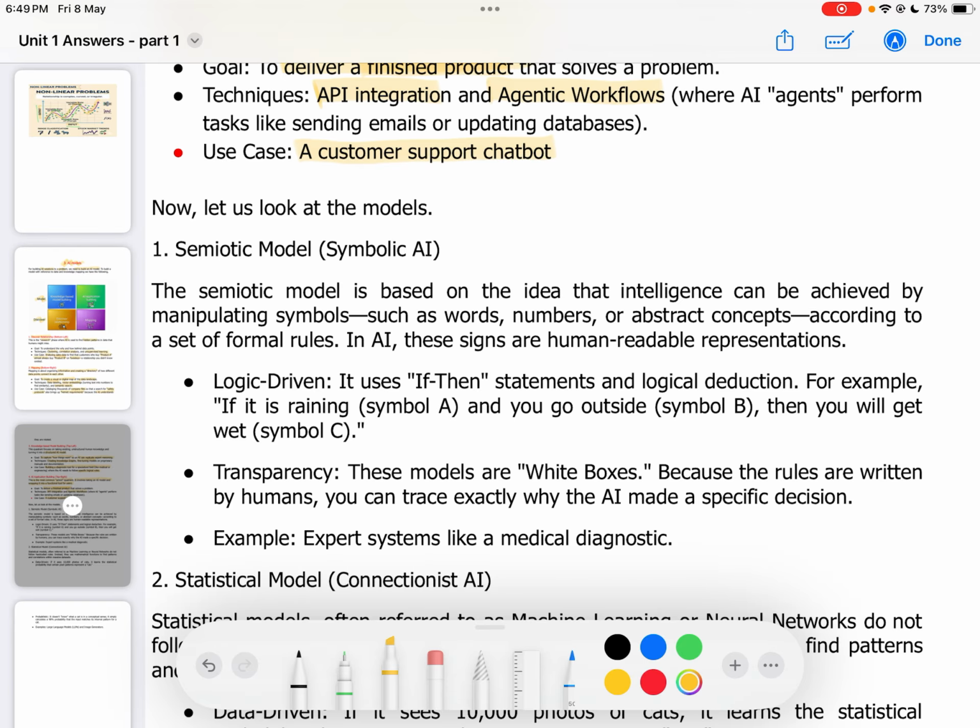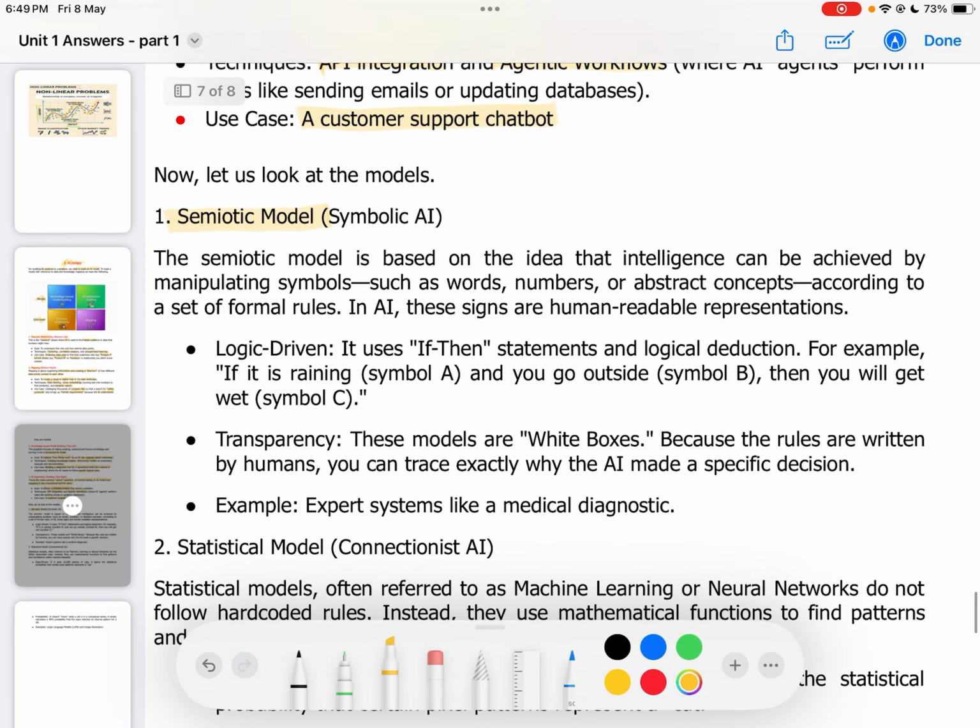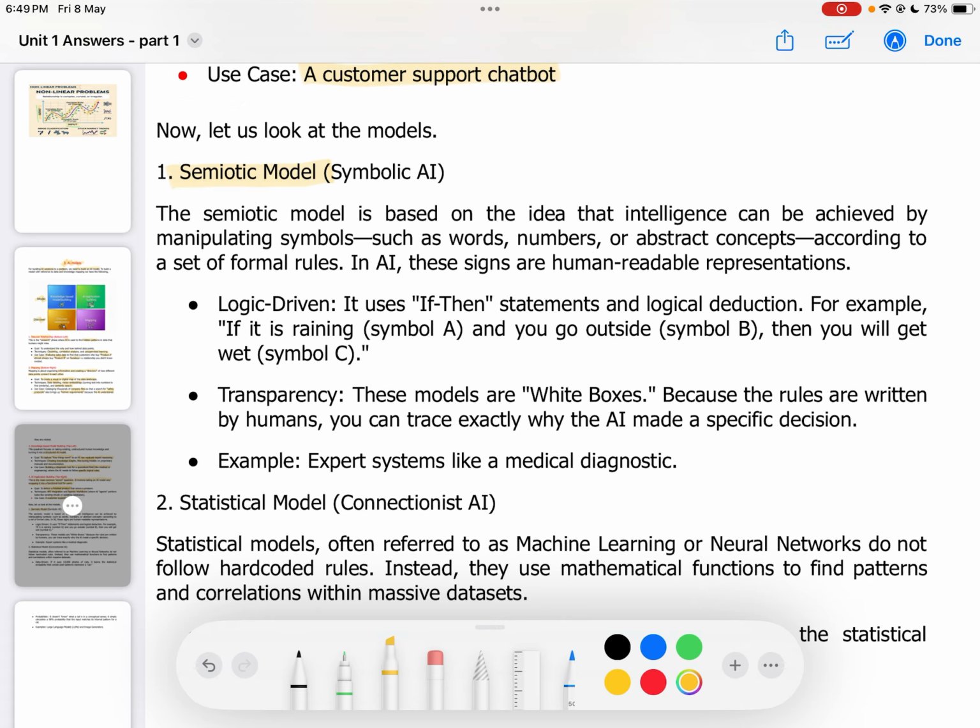One is the semiotic model or symbolic AI. The semiotic model is based on the idea that intelligence can be achieved by manipulating symbols. Let's look at an example. See, it uses if-then statements. If it is raining, symbol A, you go outside, symbol B, then you will get wet, symbol C. This is logic driven.